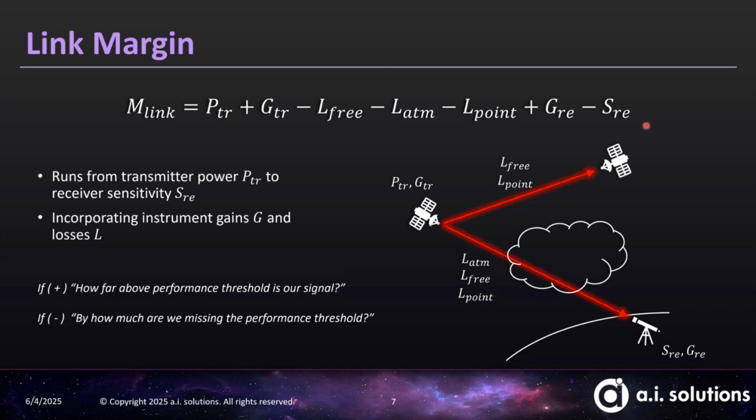That basically tells you if you have a positive number and your link margin is positive, then that means you're above your performance threshold and you can absorb some extra losses that are unanticipated and still maintain the performance of your signal. However, if you do this calculation and you end up with a negative, then that means you've got a little bit to make up. So you've got to find some place in your chain to make up that difference in order to hit the performance threshold that you have in mind.